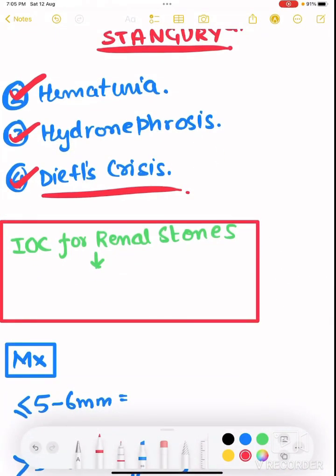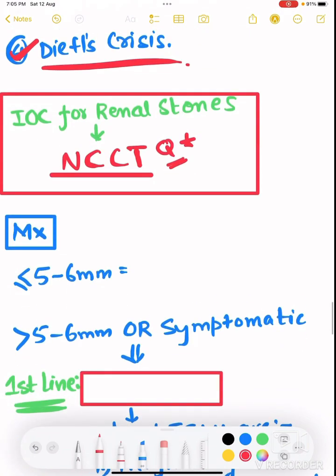What is the investigation of choice of renal stones? It is very important. NCCT. It is so important that almost every alternate year, a question can be asked on this particular thing. What is the investigation of choice for renal stone? It is surprising, but it is NCCT.